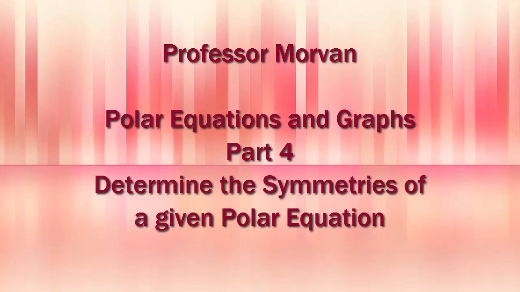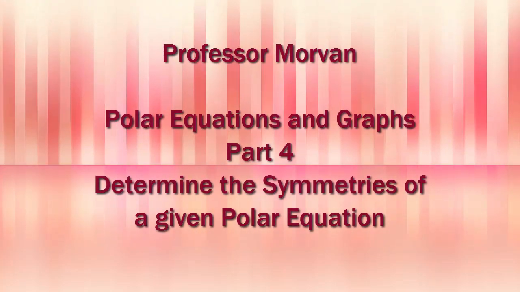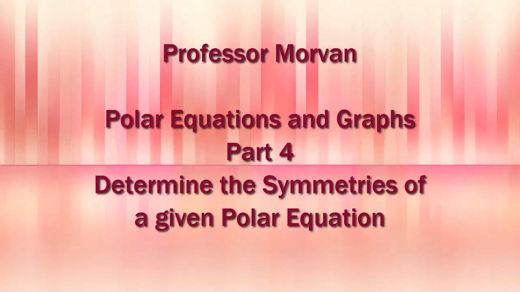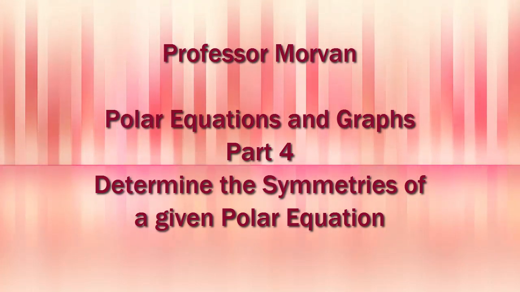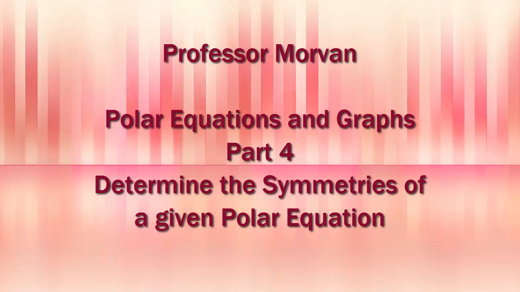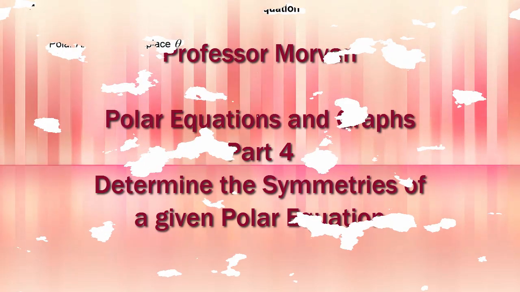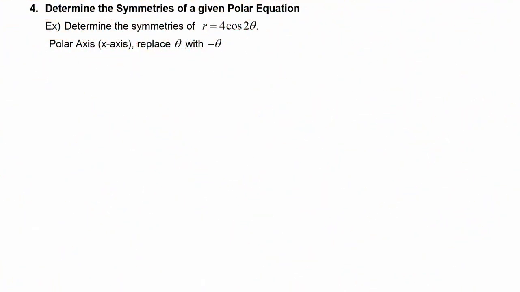In part 4 of our lesson on polar equations and graphs, we will determine the symmetries of a given polar equation. In this example, we will determine the symmetries of r equals 4 cosine of 2 theta.